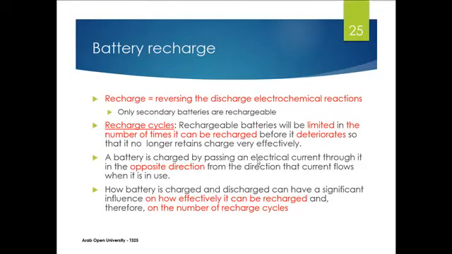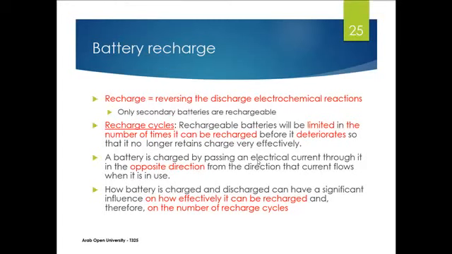We know this practically, that a rechargeable battery after a certain time will not be recharged efficiently, and at a certain time it will not be recharged anymore. So it will lose its charge in a couple of seconds. This is why we define what we call the recharge cycles, which is the limit on the number of times after which we cannot recharge the battery anymore, or efficiently anymore. The current will be drawn in the opposite direction of the discharge current in order to reverse the operation.